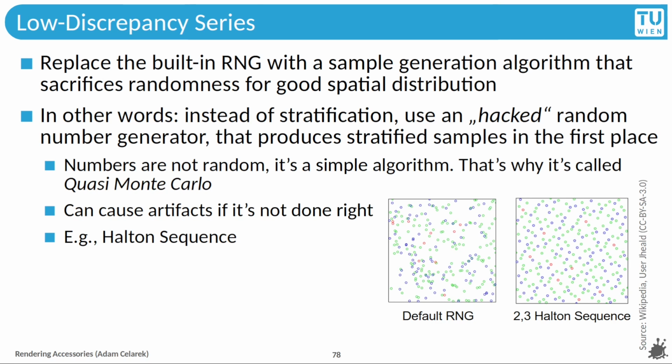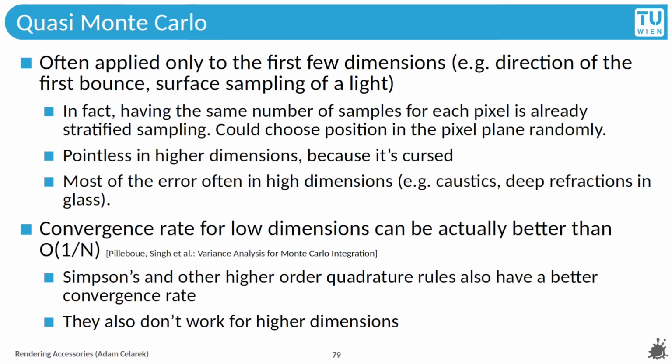Quasi-Monte Carlo is often applied only to the first few dimensions of the integral, for example, the direction of the first bounce, surface samples of a light, etc. In fact, using the same number of samples per pixel is already stratification. Any of these methods become pointless in higher dimensions, because sampling will be very sparse. Whereas, in many scenes, most of the error is in higher dimensions. For example, caustics, deep refractions in glass, and so on. However, it's still used because it's cheap and diffuse surfaces are cleaner.